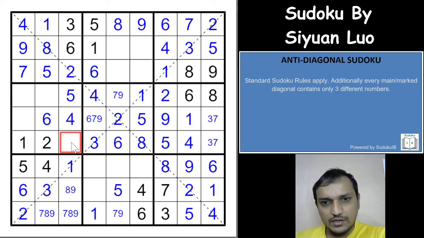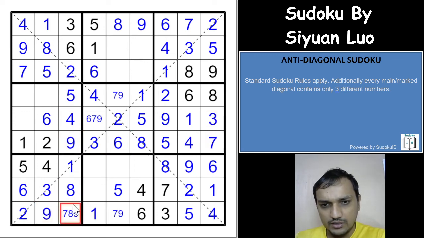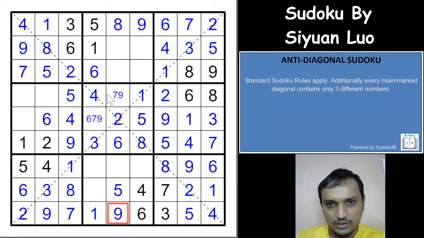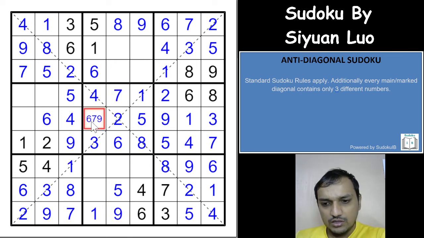Again 7, 8 and 9. Oh, 3 is here. So you'll have a 7 and a 3. 7 and 8 is here. So you'll have a 9 here, 9 here, 8 here and 7 here. That gives you a 9 here. That gives you a 7 here and a 9 here.